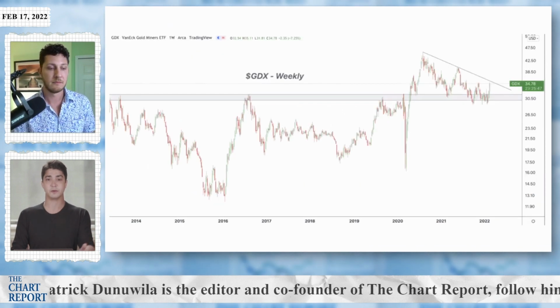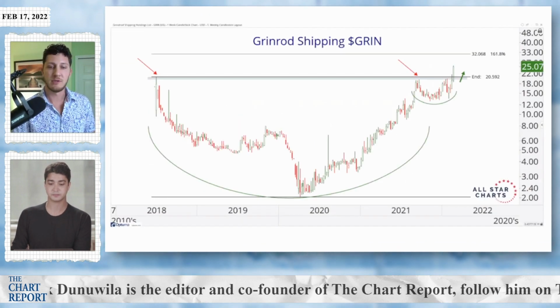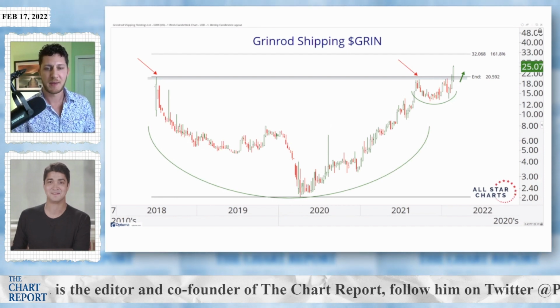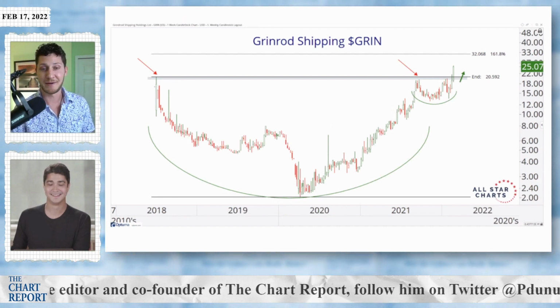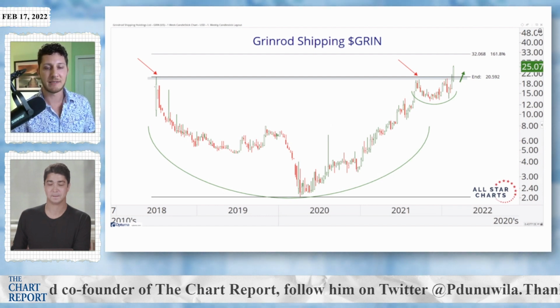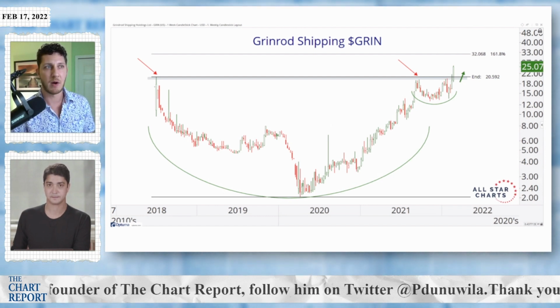So what stock did you bring? What do you like? This is Grindrod Shipping. Grindrod Shipping. What is that? I've never heard of that one. I hadn't either until recently. So this is a small cap Singapore-based shipping stock. It's about a $500 million market cap.